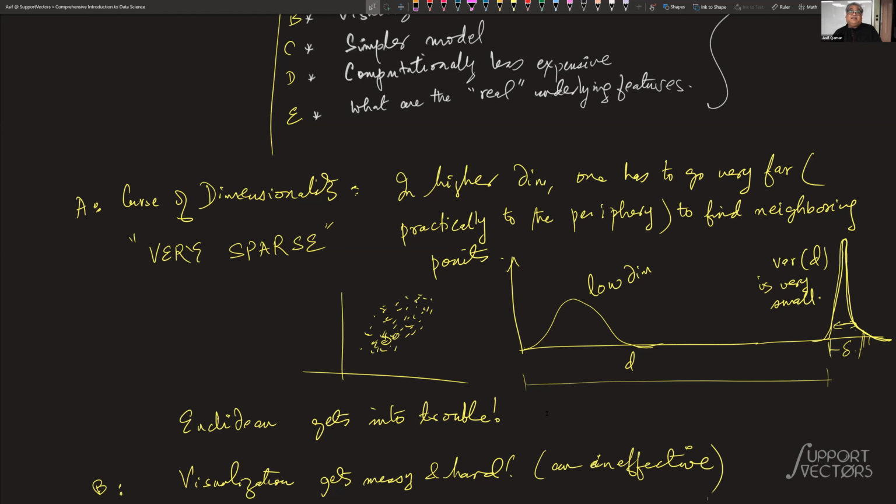Computationally less expensive is another point. If you take data in very high dimension spaces, everything, including distance, is hard to compute. K nearest neighbors is hard and expensive to compute. But when your data is in much lower dimensions, you can do that much more rapidly. Right? So that is it.